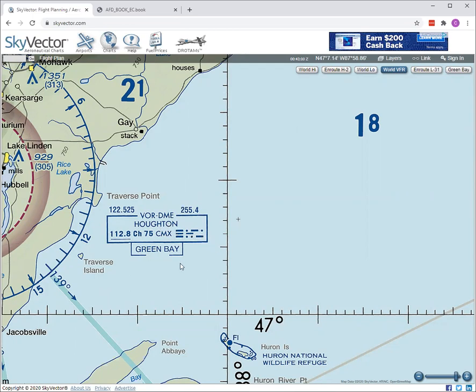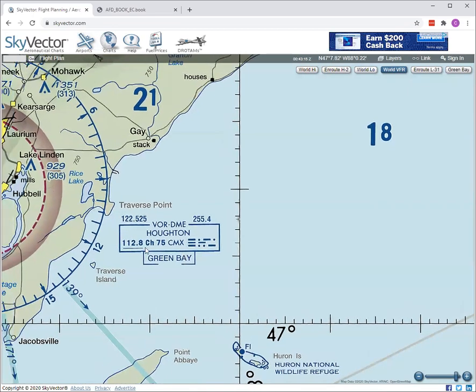So make sure before you use a VOR, you tune to it and you listen to it and make sure it has the Morse code. That way you know that you can use it and that it's reliable-ish. So yeah, you tune that to 112.8 for that VOR.